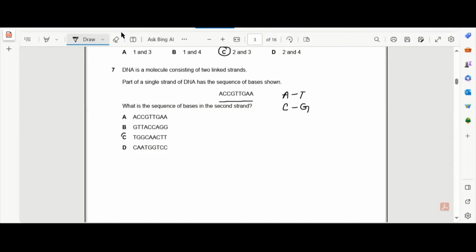So C is the only correct answer. There is no possibility that this will be correct. So on the opposite side, we'll have T, G, G, C, A, C, T, T. So 7C is the correct answer.